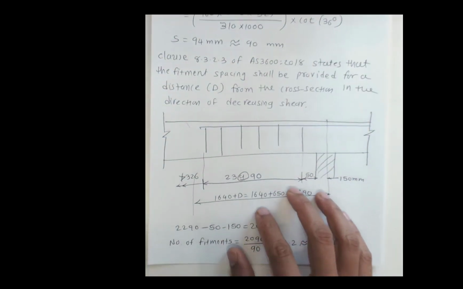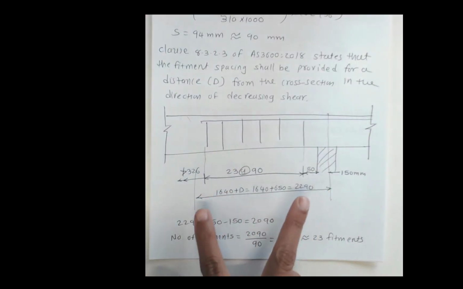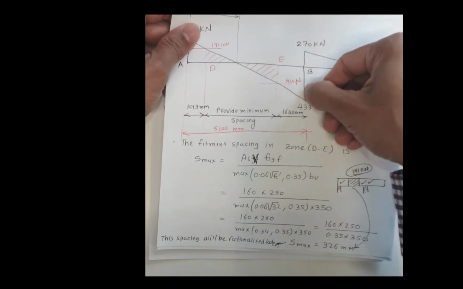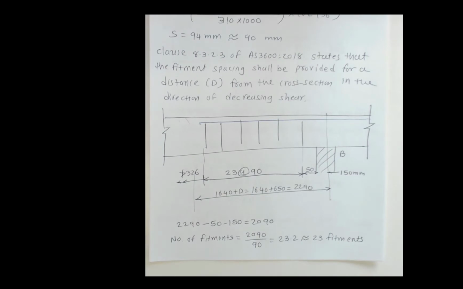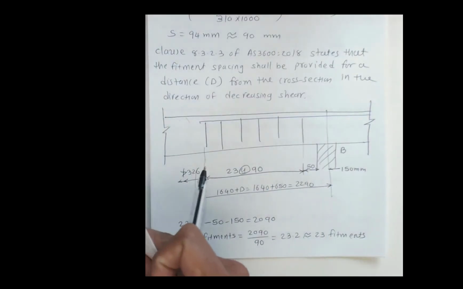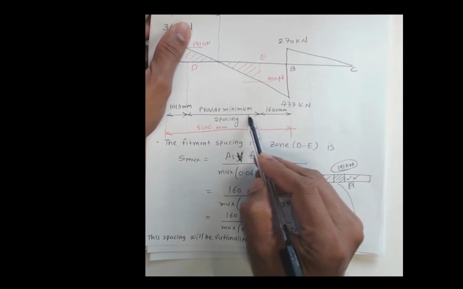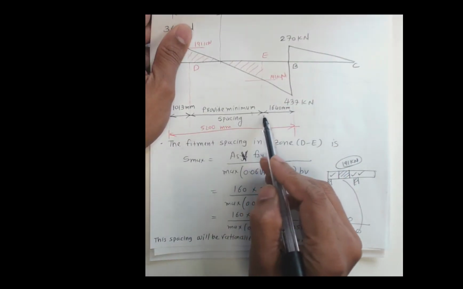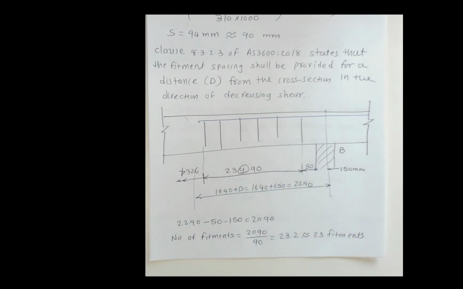Now we need to calculate how many spacings we can provide. This distance is 1640 millimeters, measuring from the center of this support, let's say support B. I'll redraw this portion from support B. Here we have the distance we calculated, 1640 millimeters, and the Australian standard says that we need to extend the 90 millimeter fitments up to distance capital D. That is given in the standard.